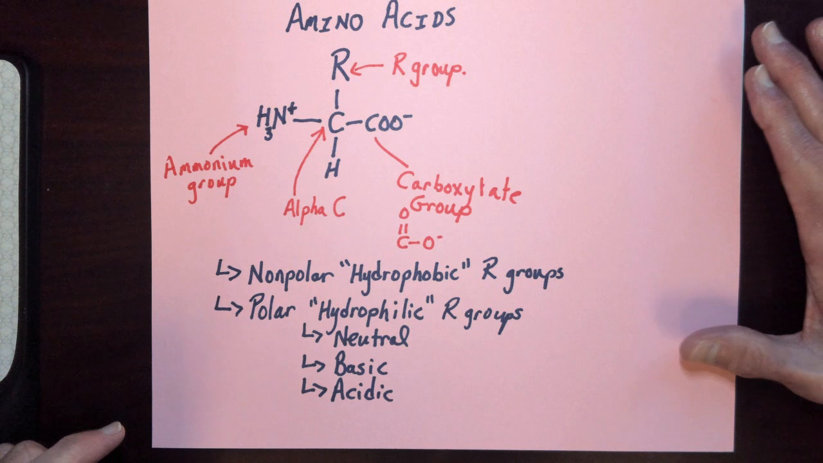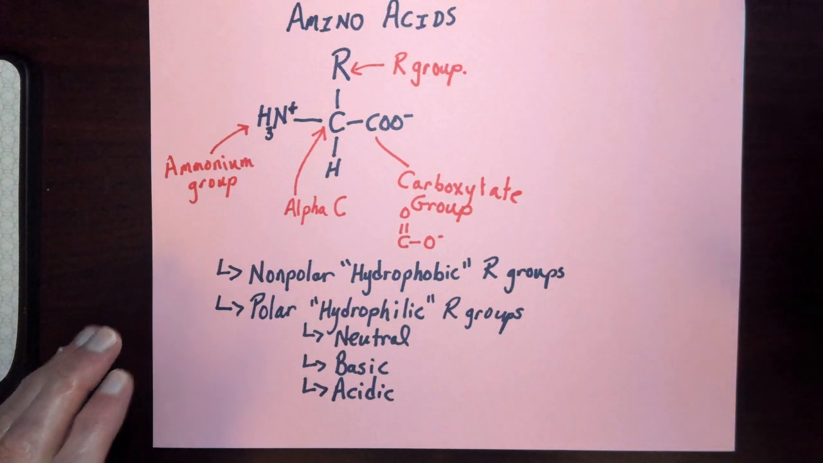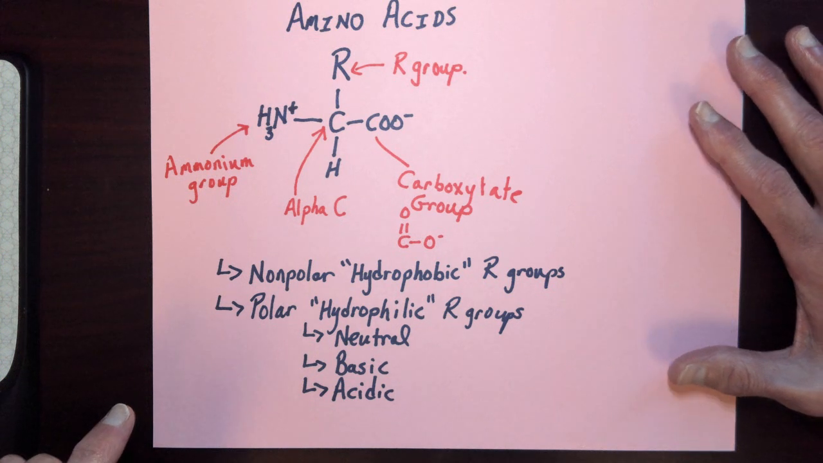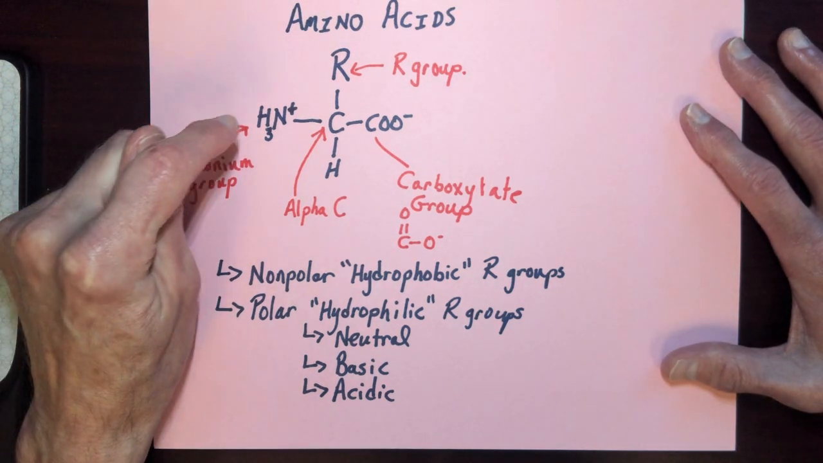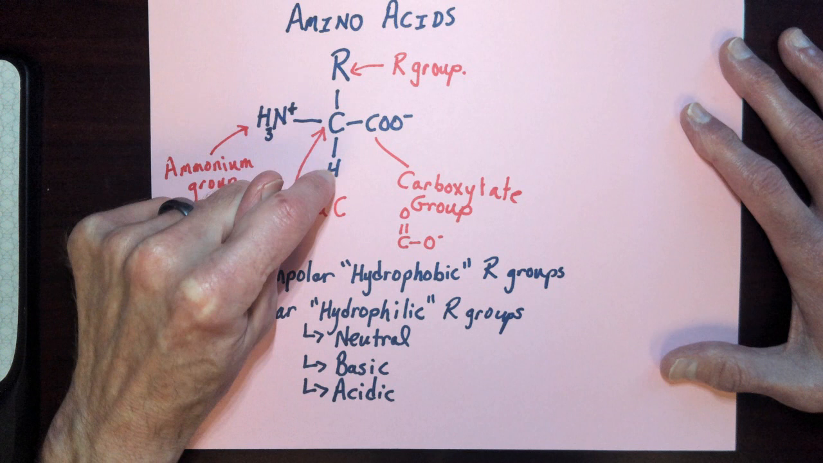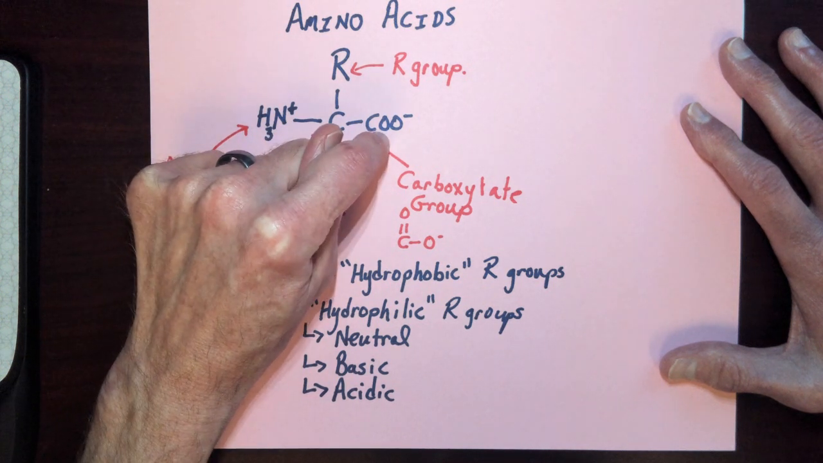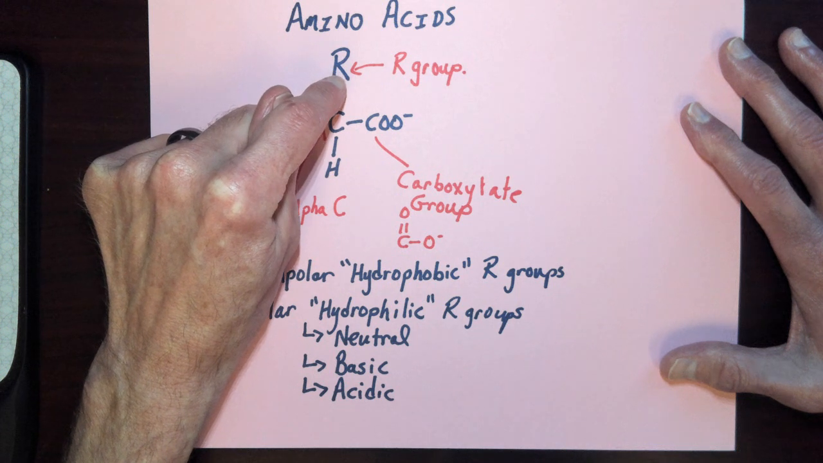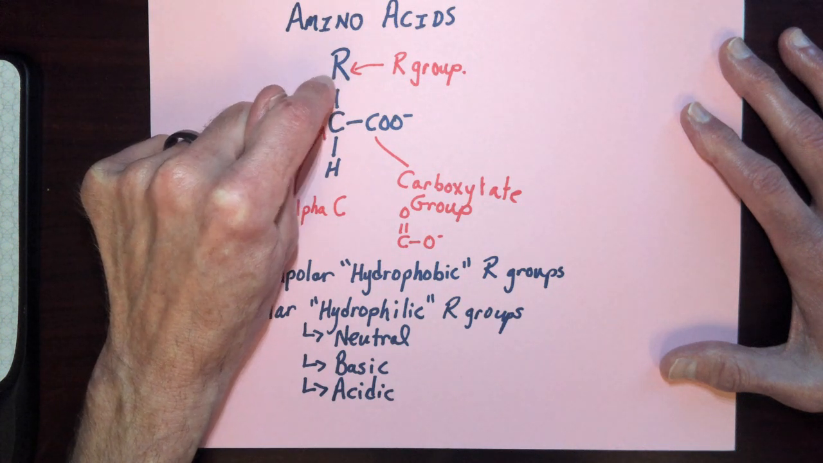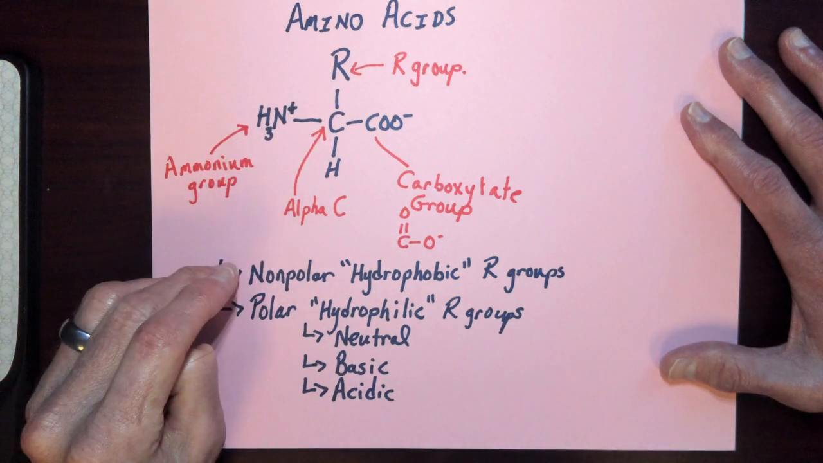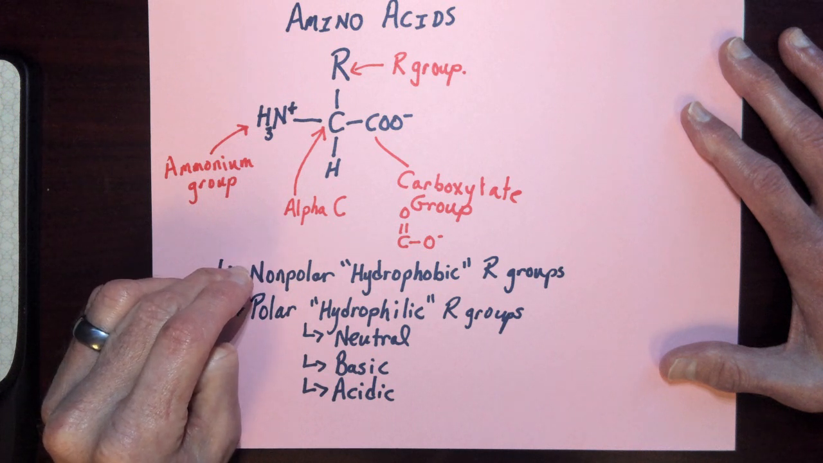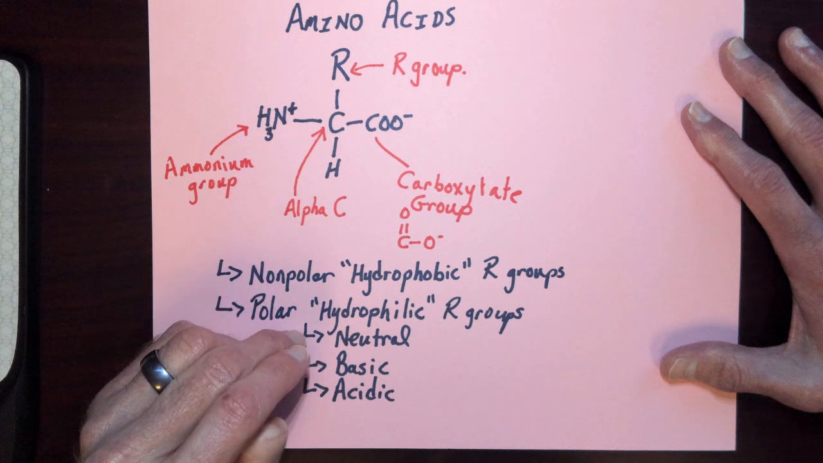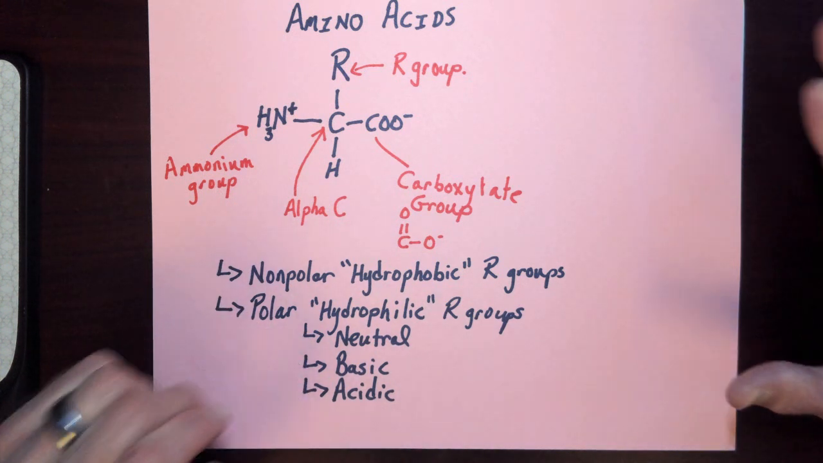So, amino acids are the building blocks of proteins, so important to the body and sustaining life. They have four groups: the ammonium group, hydrogen, carboxylate group, and the uniqueness of their R group, which further categorizes them as a non-polar hydrophobic or a polar hydrophilic R group, and could be neutral, basic, or acidic.